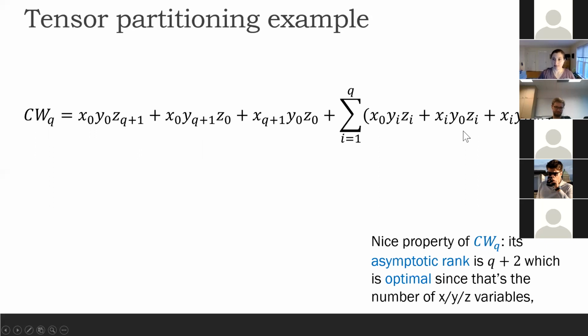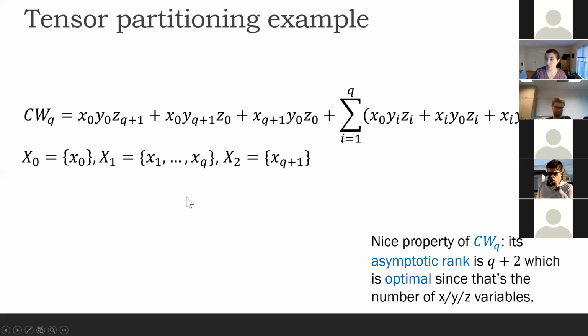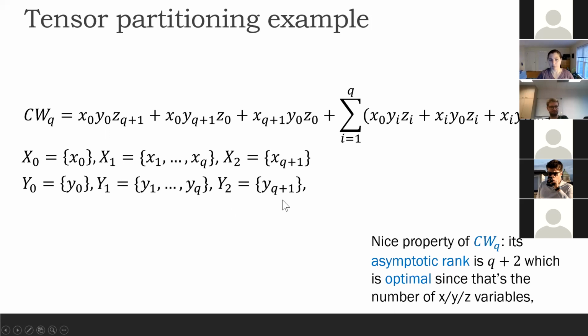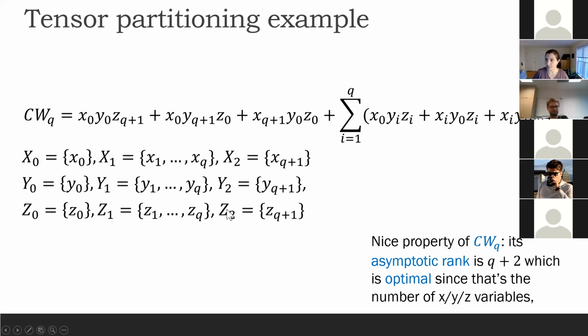So this tensor, now we can partition it. The way we partition it is it would take the q plus 2 x variables and put x sub 0 by itself in the set x sub 0. Put x1 up to xq into x sub 1, and put xq plus 1 by itself into x2. Do the same with the y variables, and do the same with the z variables. It's symmetric, so you do the same thing.